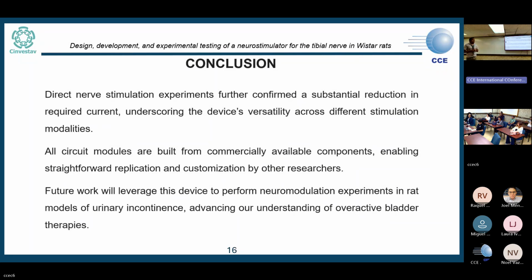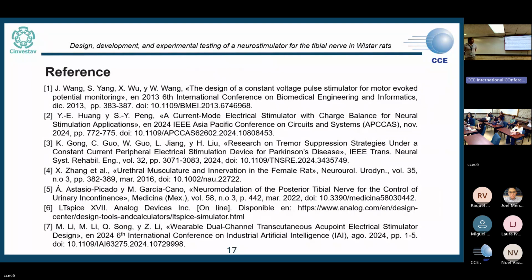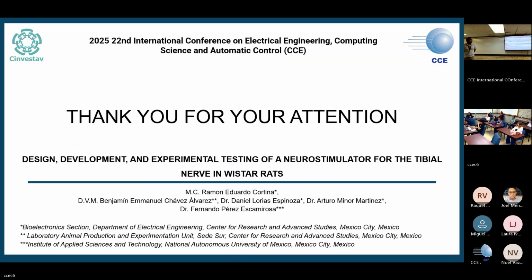So our circuits are built with commercial components. So any other researcher could use this circuit to implement another device, for example, for neurostimulation. And the device will be used in future work to perform some neuromodulation experiments with the objective of studying the overactive bladder in an animal model with urinary incontinence. So that's all. Thank you for listening.